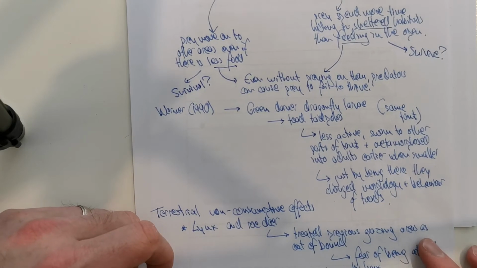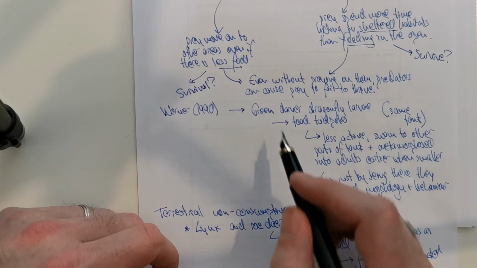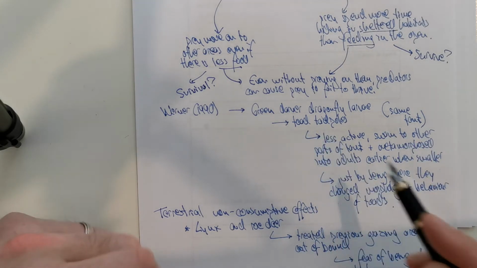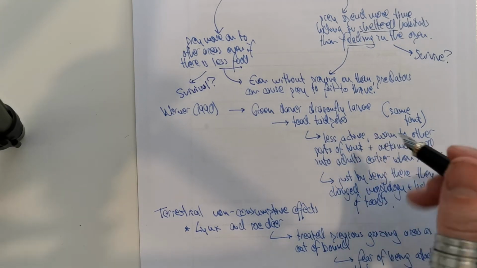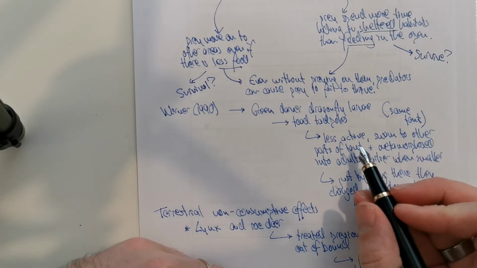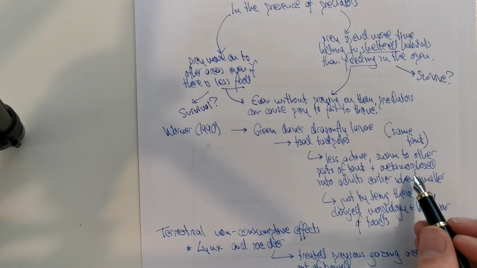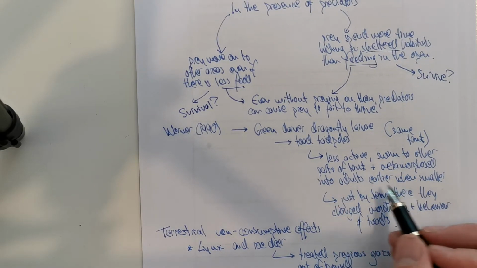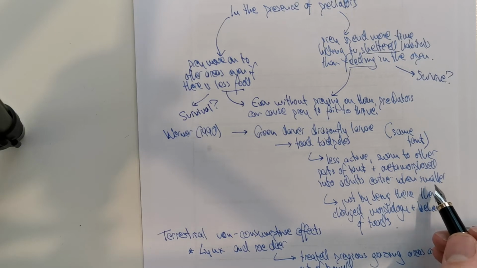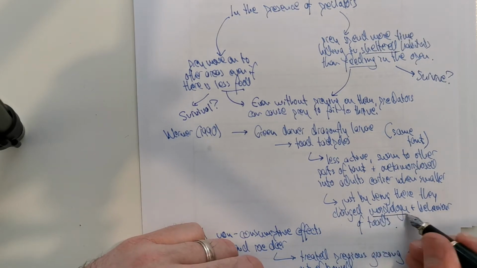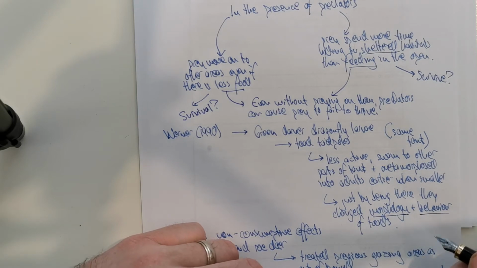And there are some examples, such as the green darner dragonfly larvae and their relationship with toad tadpoles. Now, whenever the dragonfly came around, the tadpoles became less active and swam to other parts of the tank in which the experiment occurred, and metamorphosed into adult toads earlier and became smaller just to try and avoid the larvae. And this was just by being there. The larvae caused a change in the morphology, the shape, and also the behaviour of the toads.